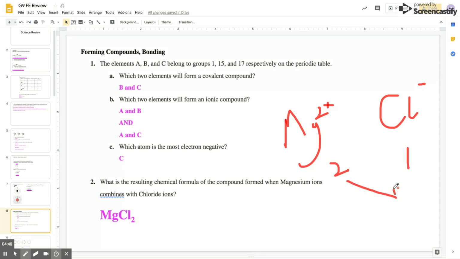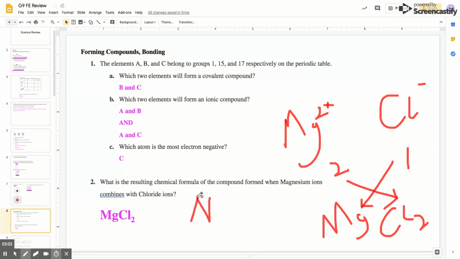And then you just trade, right? You exchange the numbers, and magnesium is going to end up with Mg1, but we don't usually write the 1. And Cl is going to end up with the 2, right? It got the 2 from magnesium. It's going to be MgCl2. Simple, right?